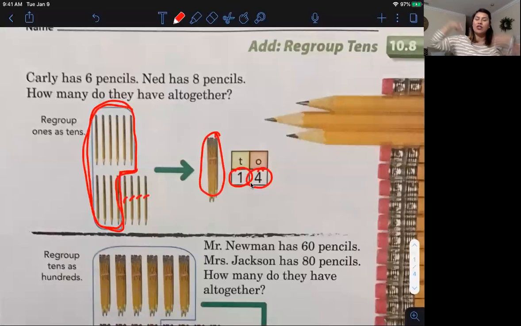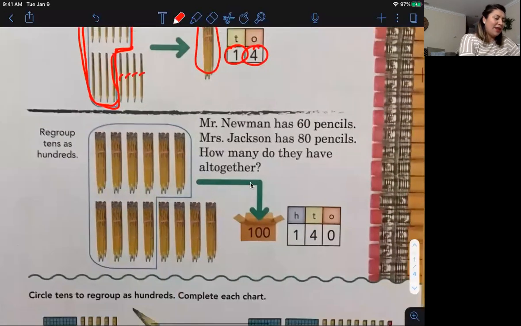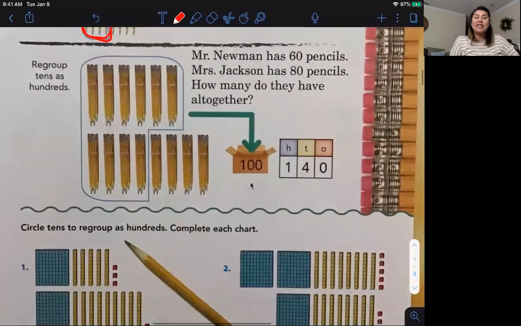It's just like when we were doing it in the ones and the tens room, but now we're moving it over. We're adding one more room. That's all we're doing. We're adding one more room to Daddy Digit's house and we're going to regroup in the tens. All right, let's come on down. Regroup the tens as hundreds. So instead of the ones becoming 10, our tens are going to become hundreds. Mr. Newman has 60 pencils. Miss Jackson has 80 pencils. How many do they have all together?